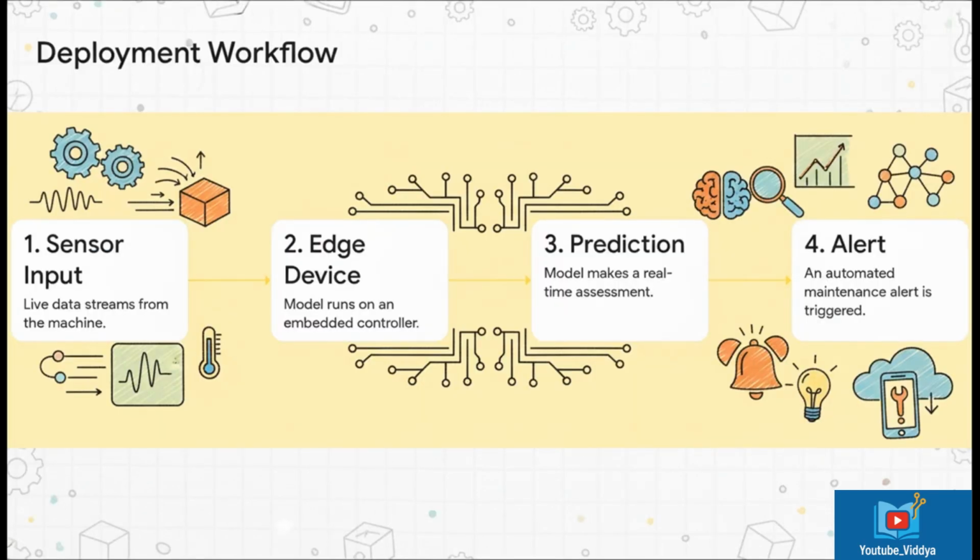And this is what it all comes down to. This is the whole system in action. You've got live data streaming from the sensors. It flows into our model, which is running on a tiny little computer right there on the shop floor. The model makes its prediction in real time, and if it spots trouble, bam, an automated maintenance alert goes out. This right here is the payoff for everything we've done.